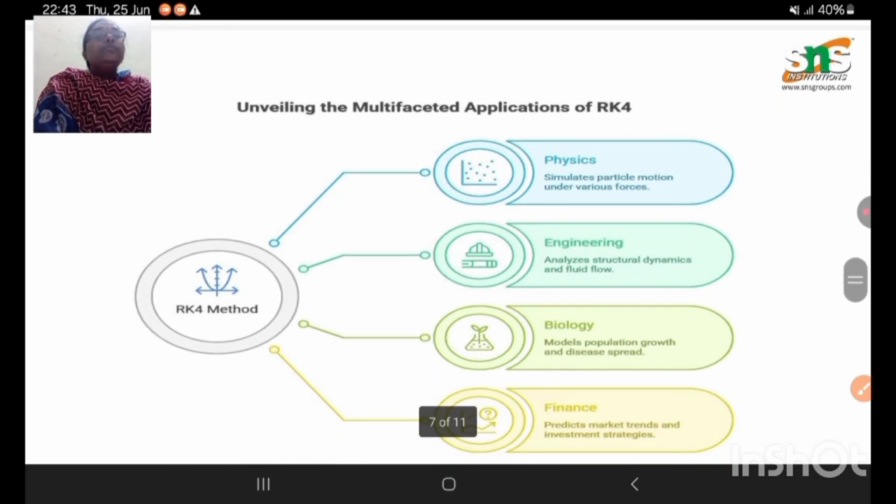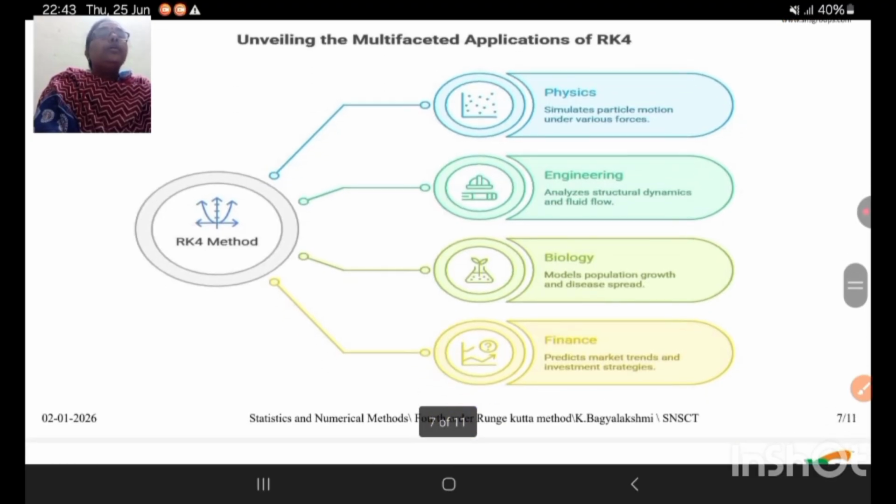Finally, some areas where the RK method is used: mechanical engineering, aerospace engineering, electrical circuits, population growth models, heat transfer analysis, fluid flow problems, control systems, and robotics. Whenever a differential equation appears in engineering, the fourth order RK method is used to obtain approximate solutions.